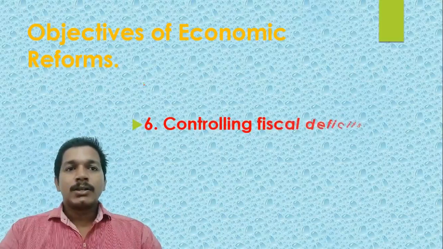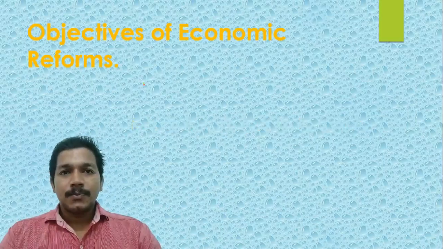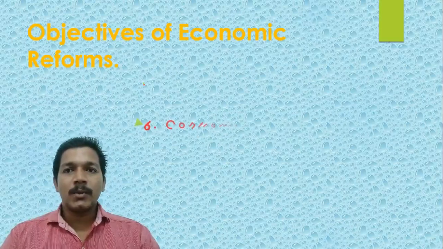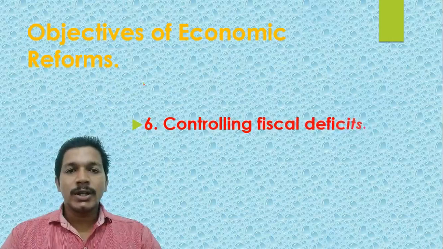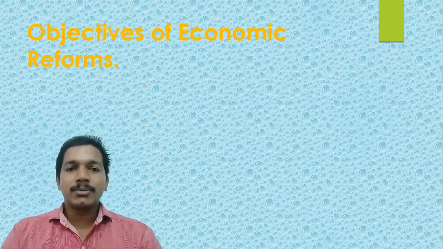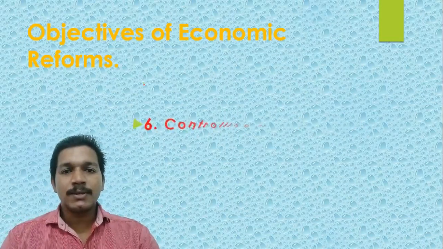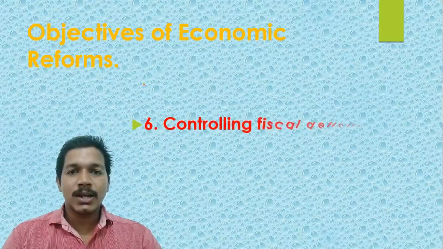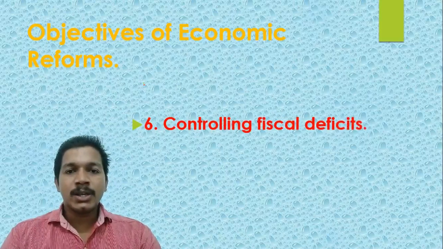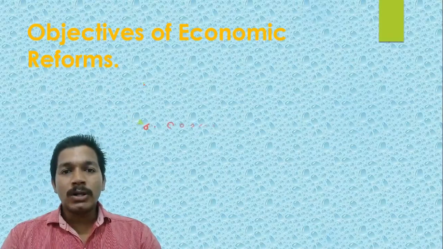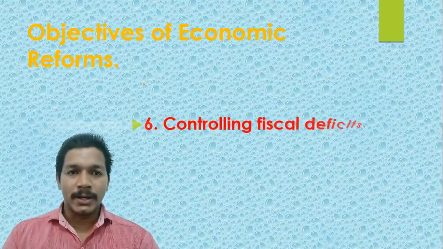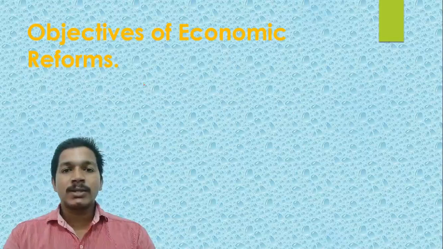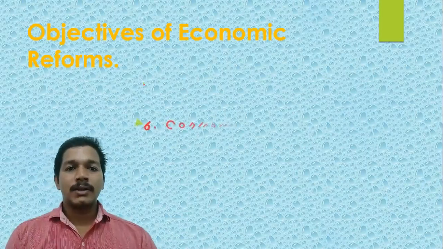Then next is controlling fiscal deficit. Fiscal deficit comes into play when the total expenditure of the country exceeds its total income. Sometimes the country faces fiscal deficits. Fiscal deficit means that the total expenditure of our country is more than the total income. So how much we get, we have to spend more than that. Like now, we can say that there is a large fiscal deficit.